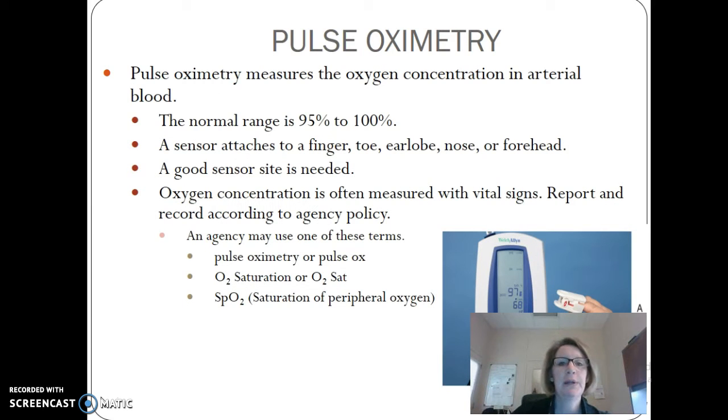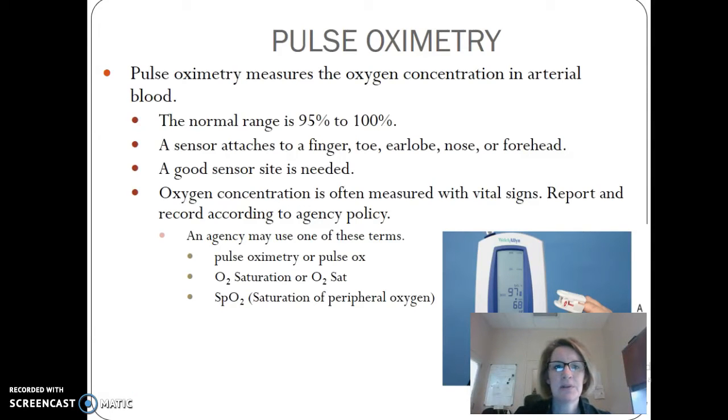Okay, so pulse oximetry. We're going to talk about this in the lab, and everybody will get a chance to use our pulse oximeter if you haven't already. Some of you have already done this out on your rotation sites, but we know that a pulse oximeter measures the oxygen concentration in the arterial blood. The range is 95 to 100%. It's a sensor that attaches onto the finger, the toe, the earlobe, the nose, or the forehead that senses from the arterial blood site and then gives that reading.